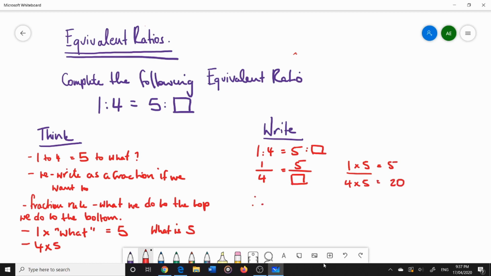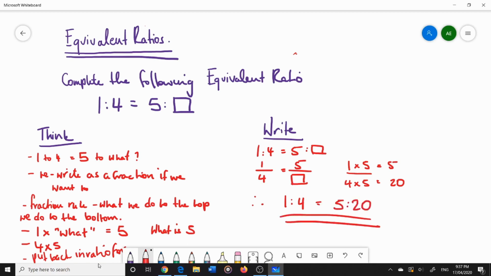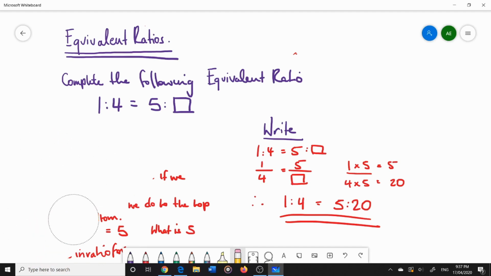Well, putting it in our fraction allows us to readily apply the fraction rule. What we do to the top, we do to the bottom. So what we do on one side, we do the same on the other. And then in this case, to finish writing it, we put it back into the ratio because we're dealing in ratios. Doesn't matter that we've solved it just like a fraction. We're dealing in ratios, so it needs to look like a ratio. 1:4 is equal to 5:20. These ratios, these comparisons are very much the same.